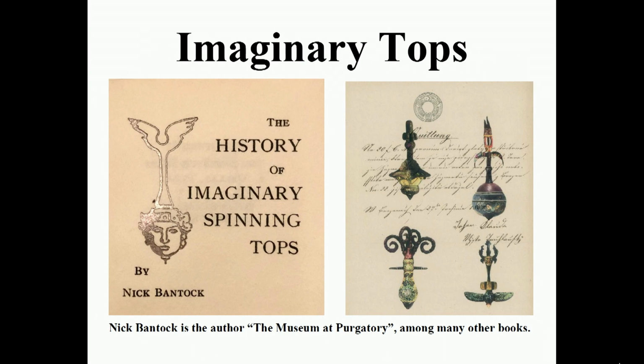So now we have a phi top, a pi top, and an e top. What's left? The imaginary top. Now, what are you talking about when you say imaginary top? Well, there is a book about it, The History of Imaginary Spinning Tops by Nick Dantock. If anybody knows his wonderful Griffin and Sabine, this is actually a chapter in the Museum of Purgatory. That's where it clearly belongs. So imaginary tops, what could that be? Well, I gave up because a real imaginary top is, well, hard to imagine.